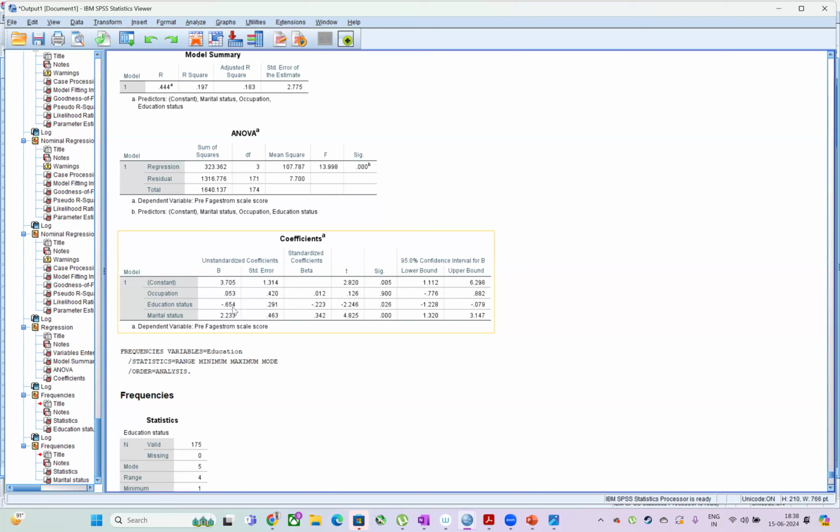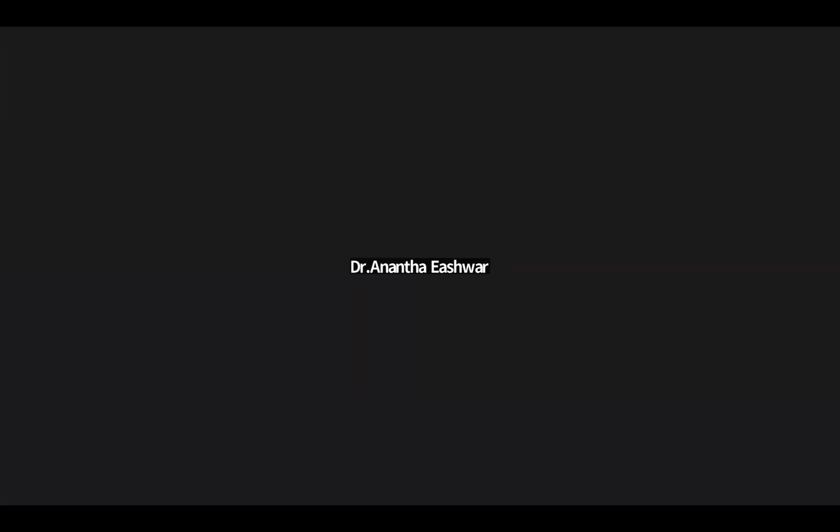Since I have shown you an example of the educational status score, it may be a little confusing for you, but now I will show you one table which you can easily understand. So I will just stop this. I'll show you a table.